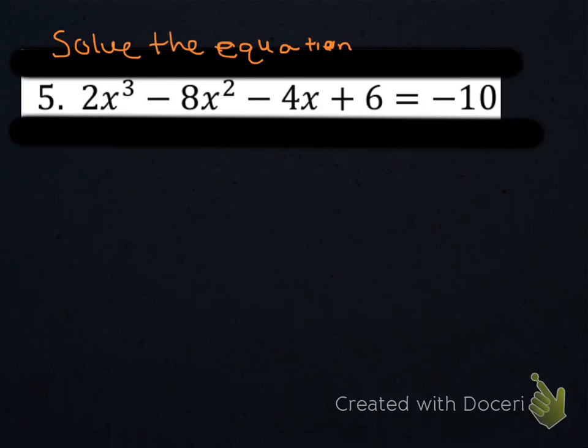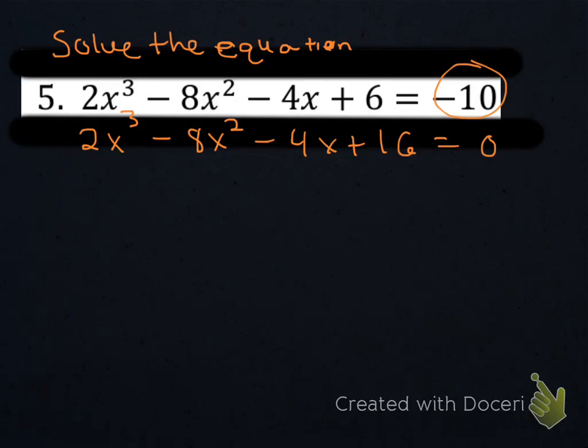Alright, so in number 5, we're trying to solve this equation. And in order to solve the equation, we know we have to have it set equal to 0. So let's first deal with this negative 10 before we do anything else. So we have 2x cubed minus 8x squared minus 4x plus 16 equals 0. So now we have to figure out a way to solve this.